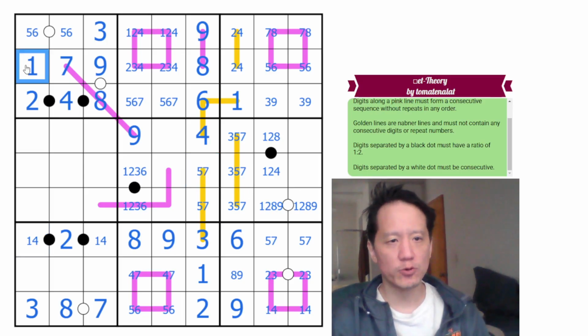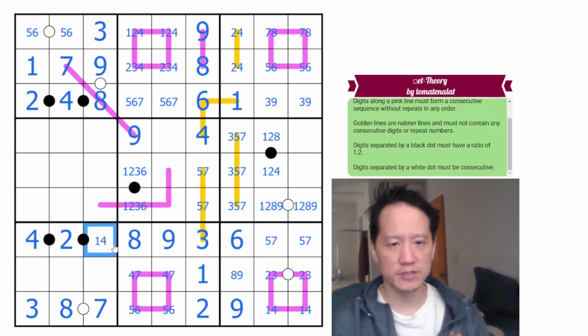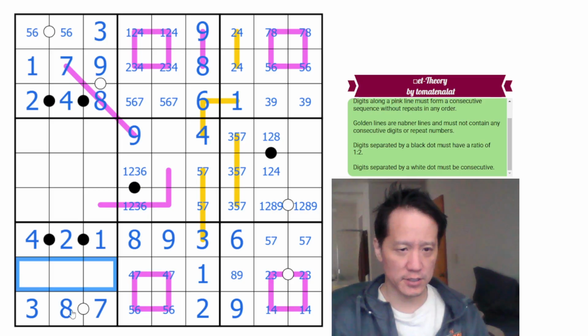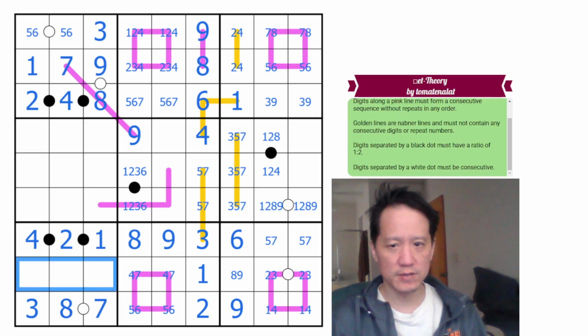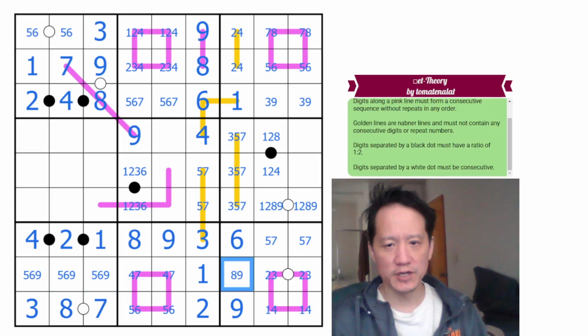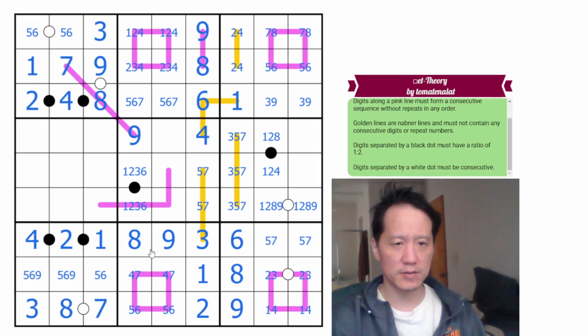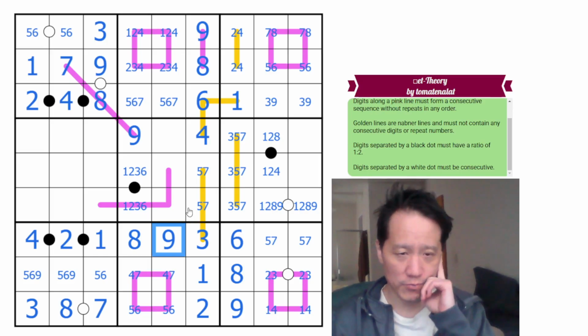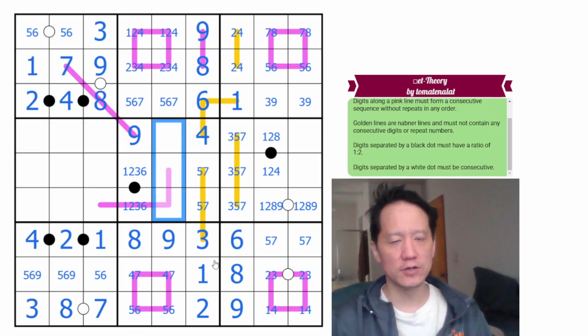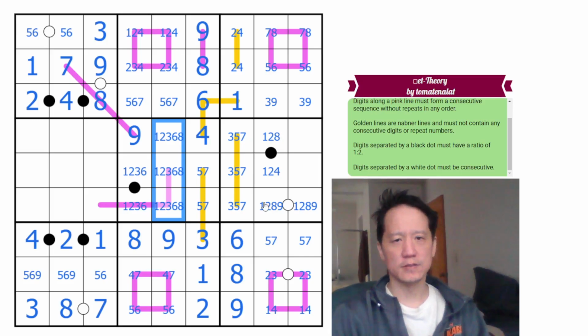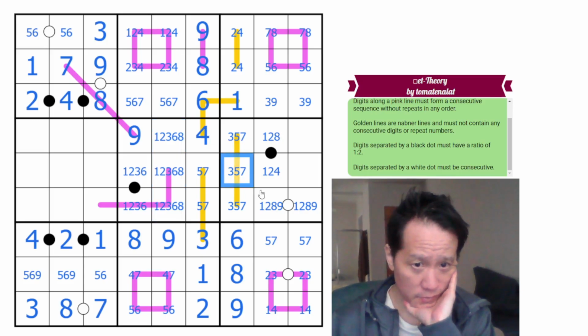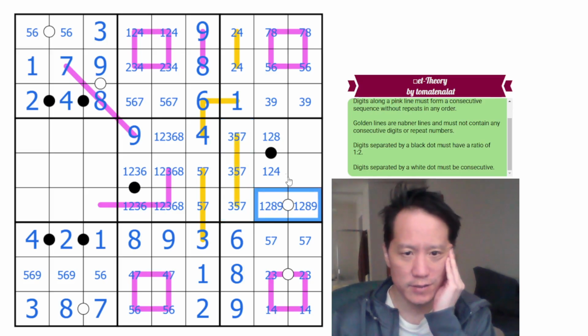This can't be a 1 anymore because of this 1, so this must be a 4, which makes that a 1. The remaining digits here are 5, 6, and 9. This has to be an 8. This can't be 9. This cannot be 9. The remaining digits here have to be 1, 2, 3, 6, or 8. So if this is 8, 9, this has to be 2.